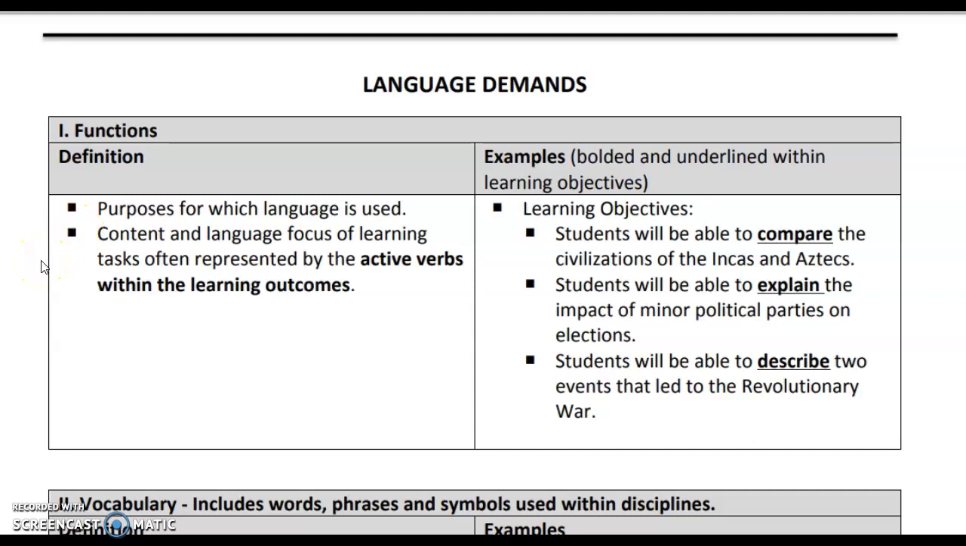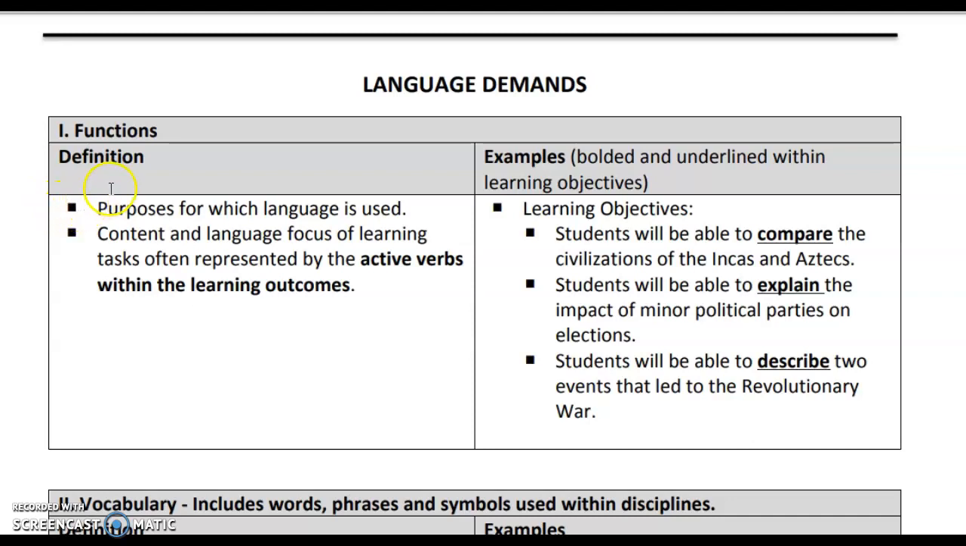Hello, today I'm going to go over a couple of key points about academic language. So I pulled up this PDF which was provided to us, and I felt it was pretty important and helpful in defining exactly what academic language and language demands are.